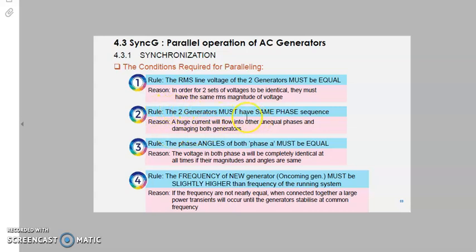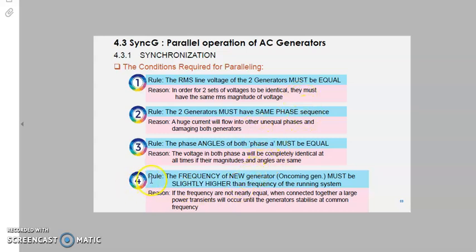And the two generators must have the same phase. If you have different phase, there will be a different voltage level between the two machines, so they will supply each other. And the angle also has to be equal. If not, you will have phase A on one wire, and meanwhile the second generator has a phase other than A, so they will supply each other. Instead of combining the power to supply the grid, they will supply each other.